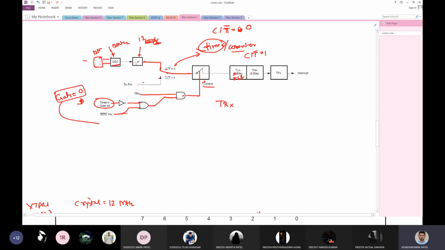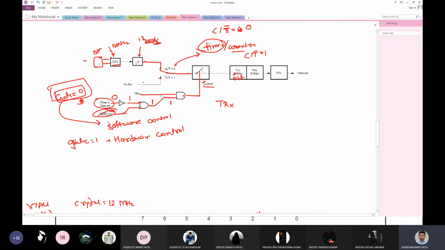What does that mean? Gate 0 means software control of the timer. Just remember this line: by having gate equal to 0 you have software control of the timer, and if you have gate equal to 1, then you are controlling your timer from hardware. I'll explain that later, but right now we are focusing on gate 0. If my gate is 0, the NOT gate output would be 1, and the OR gate output would be 1. Whatever the status of the other input, I am not going to consider it because this is an OR gate: if one input is 1, the output is 1. So I have 1 at this place.